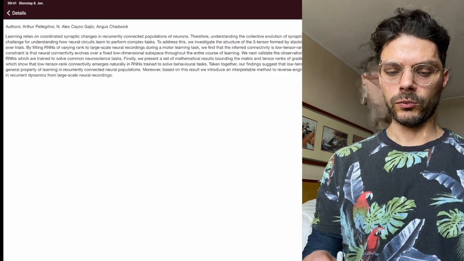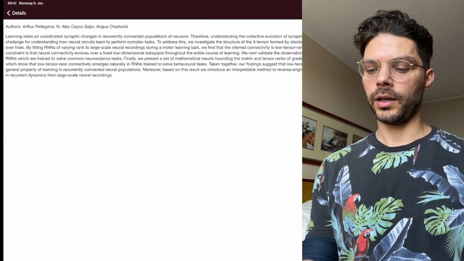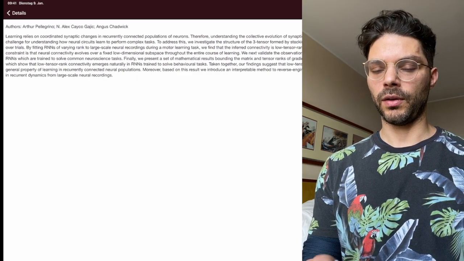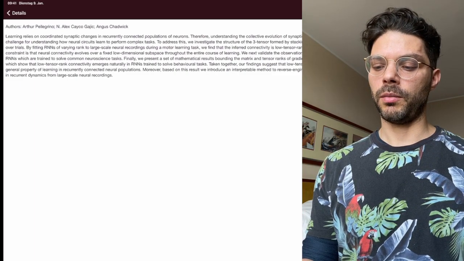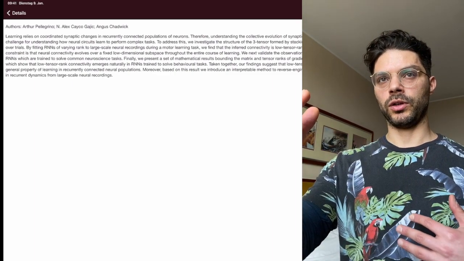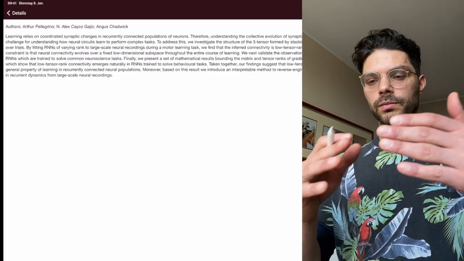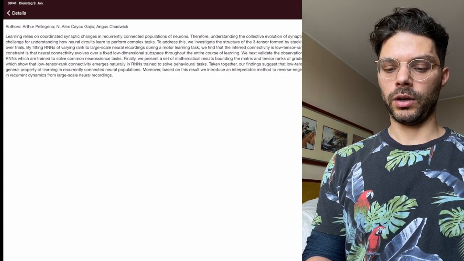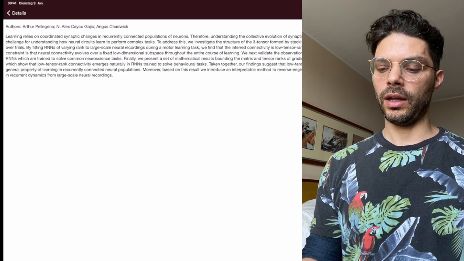So let's see. Learning relies on coordinated synaptic changes in recurrently connected populations of neurons. Therefore, understanding collective evolution of synaptic connectivity is a key challenge for understanding how neural circuits learn to perform complex tasks. So how do these synapses change during learning? To address this, we investigate the structure of the 3-tensor formed by stacking the connectivity matrices over trials. So now you have a 3-dimensional object where you have a weight matrix, and then you stack it along the trial axis. By fitting RNNs of varying rank to large-scale neural recordings during a motor learning task, we find that the inferred connectivity is low tensor rank.